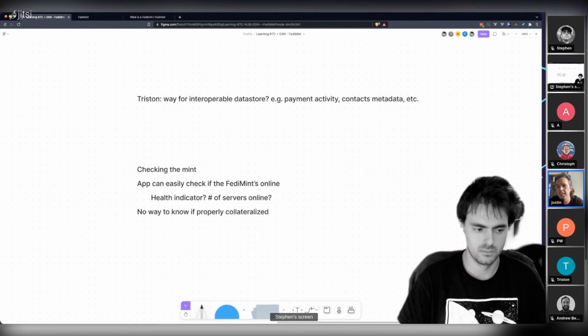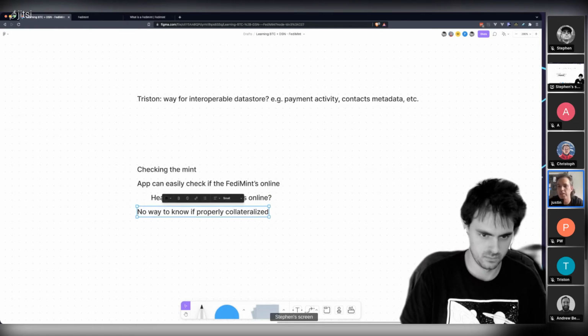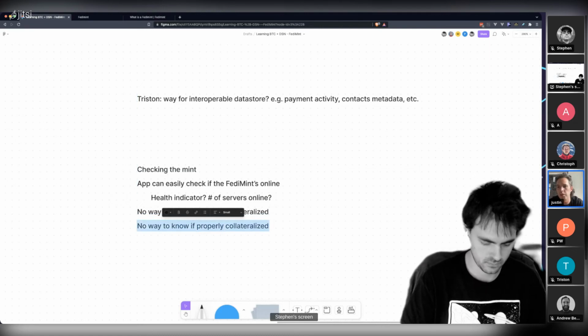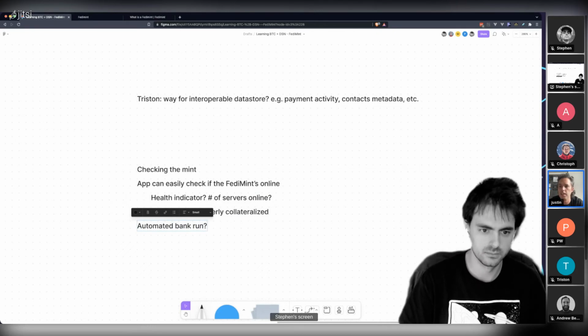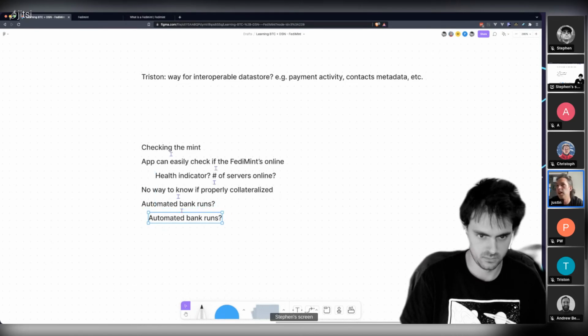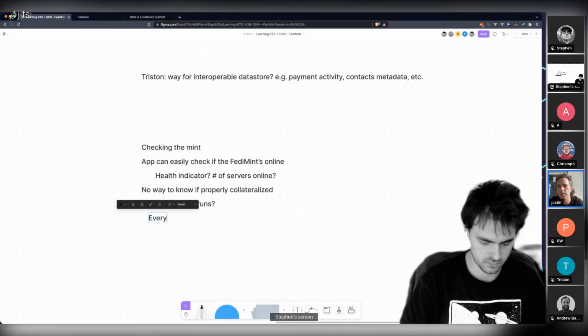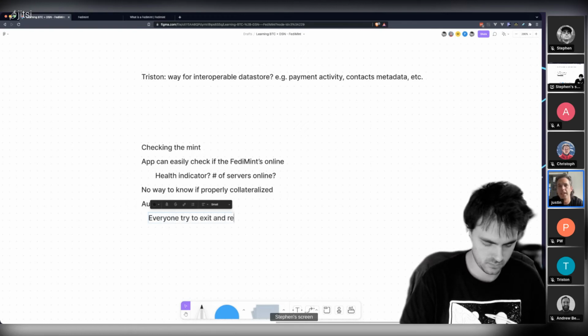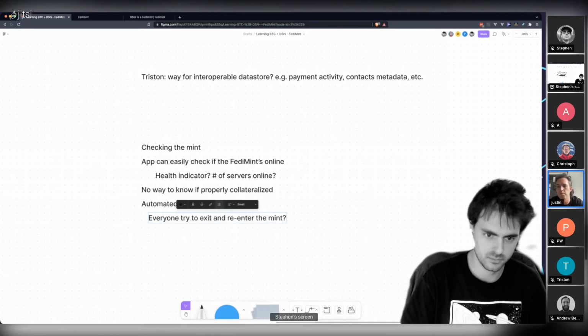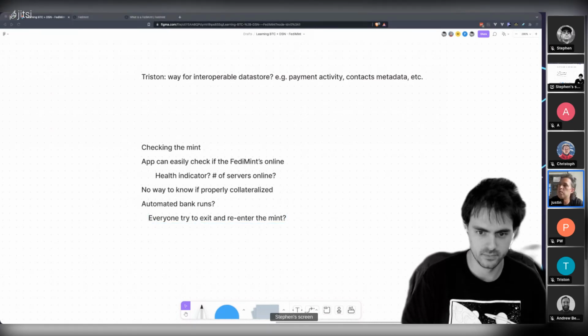One solution here is something like automated bank runs. Just every once in a while, let's just everyone try to exit and re-enter the mint, for example. Something like that would be kind of interesting. Like that Lightning Gateway, the LSP, for example, could attempt that. Just like, can I get my money in and out, and publish a proof that they did? I don't know. There's probably other options here, but that's one of the drawbacks: you basically trust that the Federation is not screwing you over. It's a trust system that they're not under collateralized.